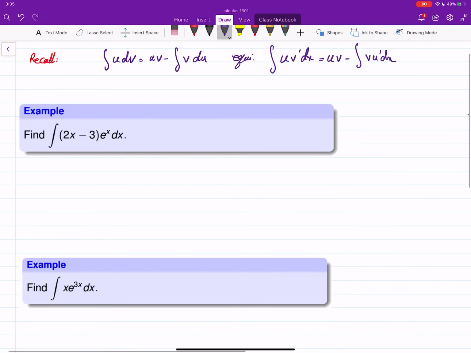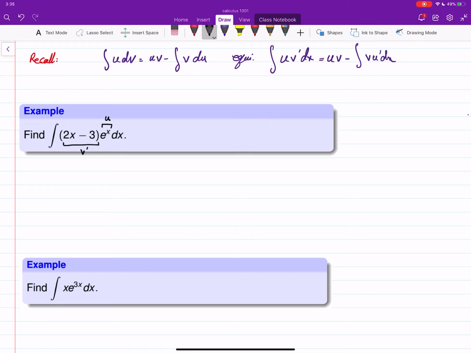Here, I have the integral of 2x minus 3 times e to the power x. Remember, IBP starts with identifying the pattern. What is the pattern? In your integral, you have to find a function times the derivative of another function. Well, there are different ways that you can do this. For example, you can say, okay, I can set this one as u and this one as v prime.